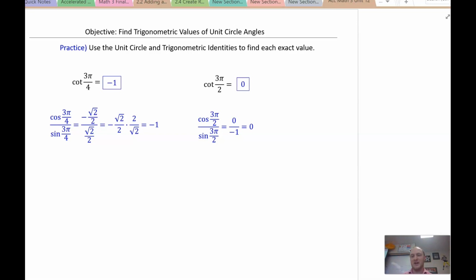That's it. That's finding trig values of the other 4 trigonometric functions.